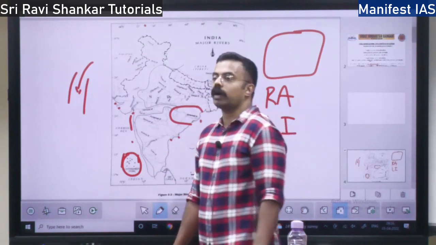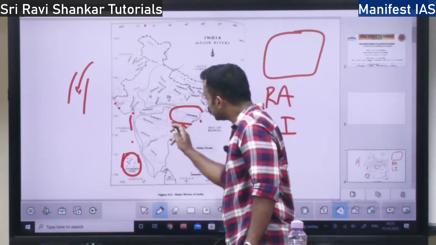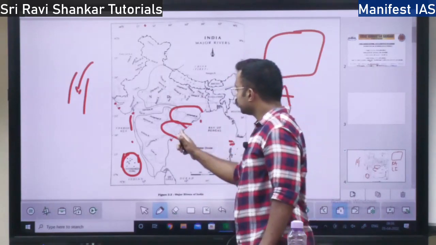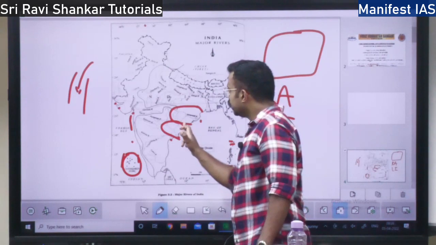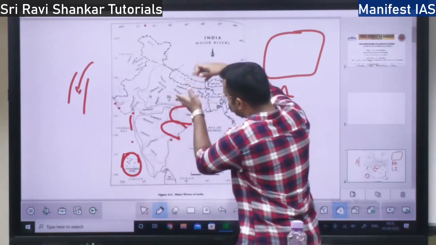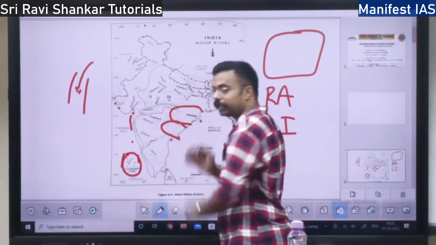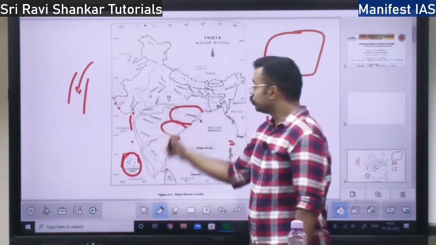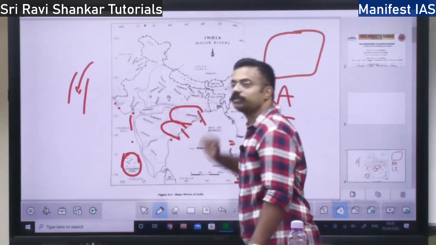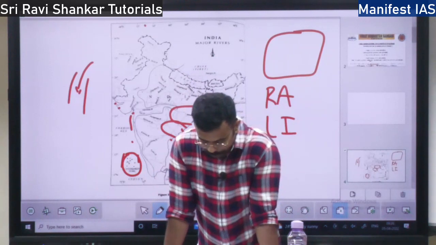So next is the concept of watershed. If this is the drainage basin of the Mahanadi, and this is the drainage basin of the river Godavari, then this division of drainage basins is called a watershed. Whatever water sheds in this particular region flows as the Mahanadi River, and whatever water flows into this particular region flows as the Godavari River. So this is one watershed, and this is another watershed. That is, water is shedding in this particular region and getting accumulated as a river, right? That is the concept of watershed.